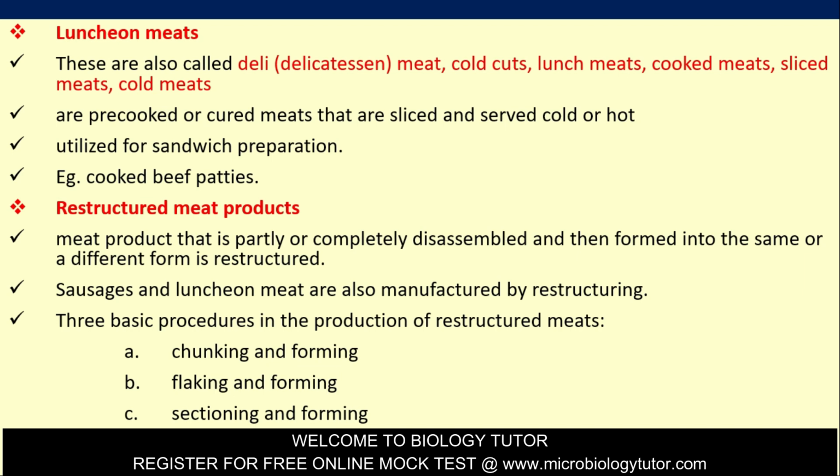Restructured meat products. A meat product that is partly or completely disassembled and then formed into the same or a different form is restructured. Sausages and luncheon meat are also manufactured by restructuring. Three basic procedures in the production of restructured meats: chunking and forming, flaking and forming, sectioning and forming. Example, restructured steaks, chicken rolls, nugget sticks, cutlets, turkey ham, patties, etc.